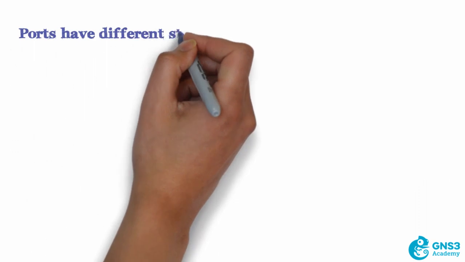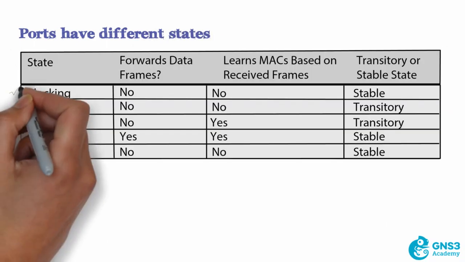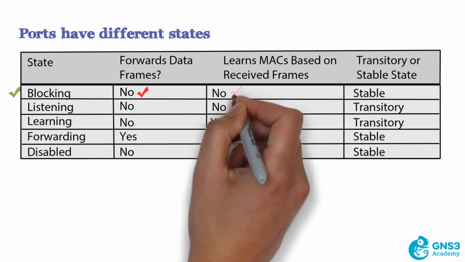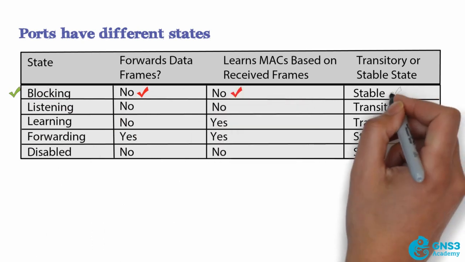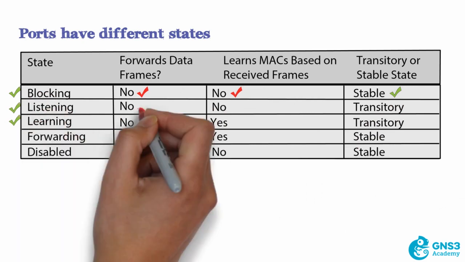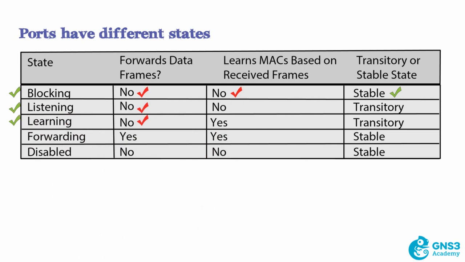So ports have different states. In a blocking state, user traffic is not forwarded. The switch doesn't learn MAC addresses based on frames received. This is a stable state for a port. A listening and learning port do not forward frames either. Listening ports don't learn MAC addresses based on frames received. In other words, they don't update the MAC address table. A learning port does update the MAC address table.